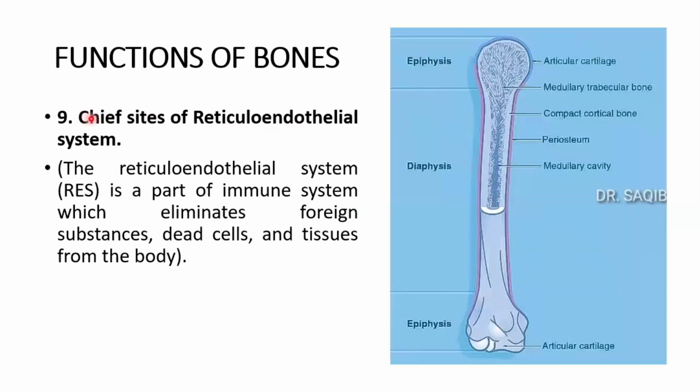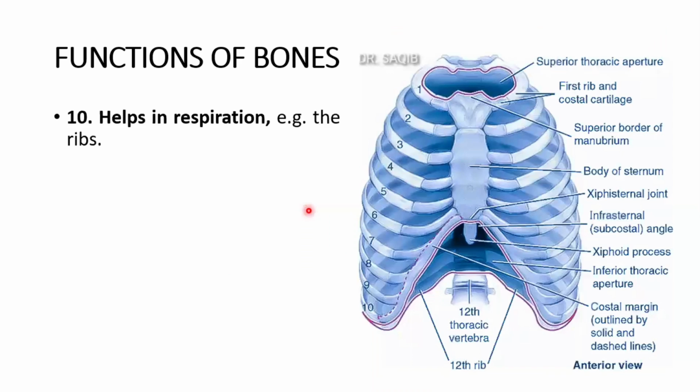So continuing, chief sites of the reticuloendothelial system. This is a bone, and these are the various parts. I uploaded all the videos about that. This is the epiphysis, extended from here, the one end. This is the diaphysis, and the lower end epiphysis is over here. This is the medullary cavity. The reticuloendothelial system is a part of the immune system which eliminates foreign substances, dead cells, and tissues from the body.